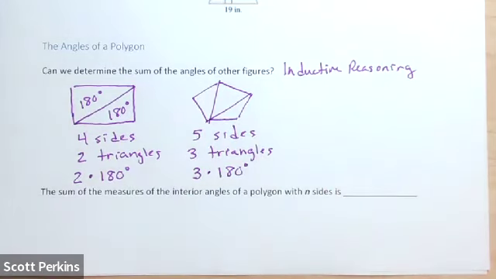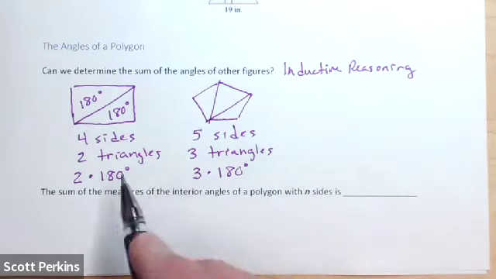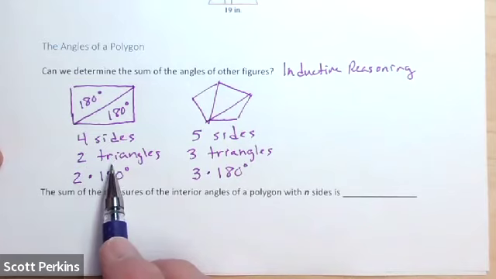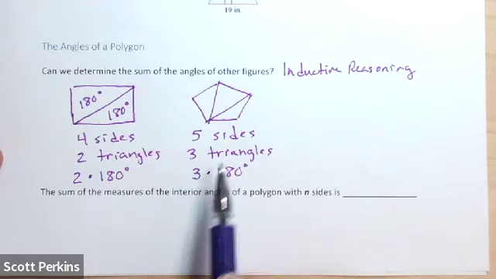I'm going to do one more drawing, not to bore you, but just hopefully so that we can see the pattern. And then I'm going to ask you what pattern we may or may not see here. So we did 4 sides. There were 2 triangles I could split that up into. 5 sides, I could split up into 3 triangles.